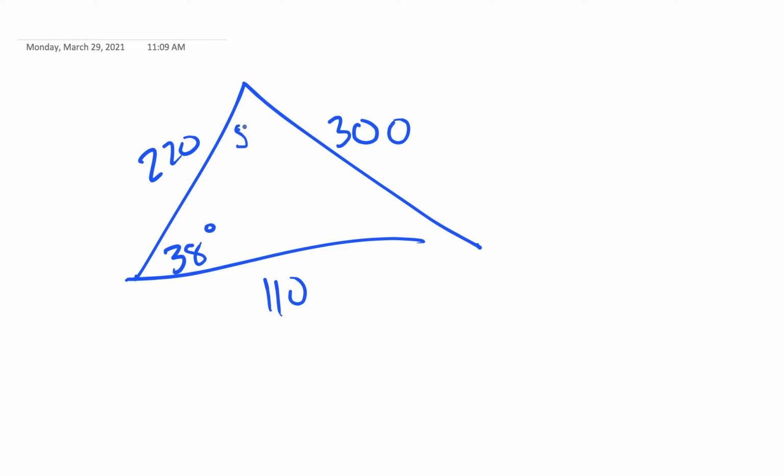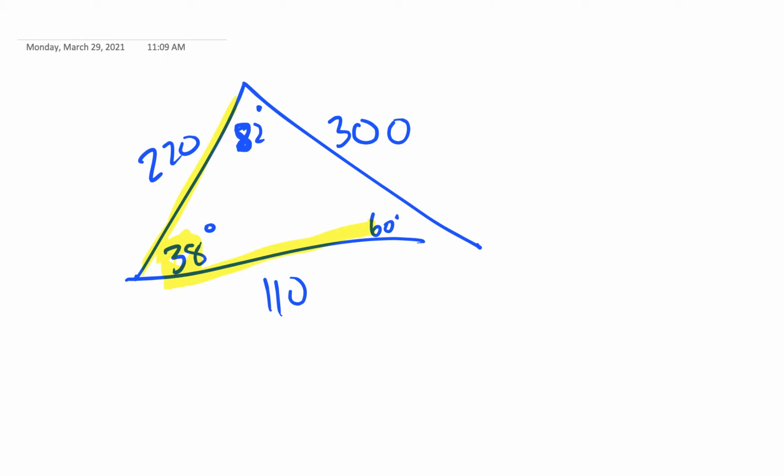So let's call this one, I don't know, 52. No, that wouldn't work out right. So 82, so that would be 90, 120, so this would be 60. So I'm going to find this area, and all I need is one angle and the two sides touching it, but I filled everything in. So I'm going to use 38 and the two sides touching it.